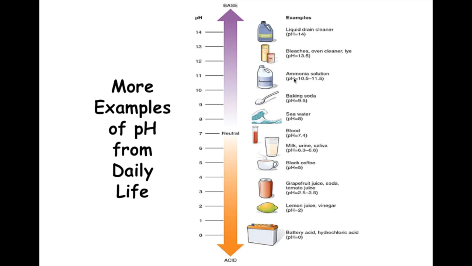The basic things, baking soda, ocean water, although ocean water, as we will see, is becoming more acidic. The pH of the oceans is dropping, which is kind of a scary thing that's going on. Ammonia, we talked about already. Bleaches, very high pH, and drain cleaner is usually sodium hydroxide or potassium hydroxide. Very, very strong bases.